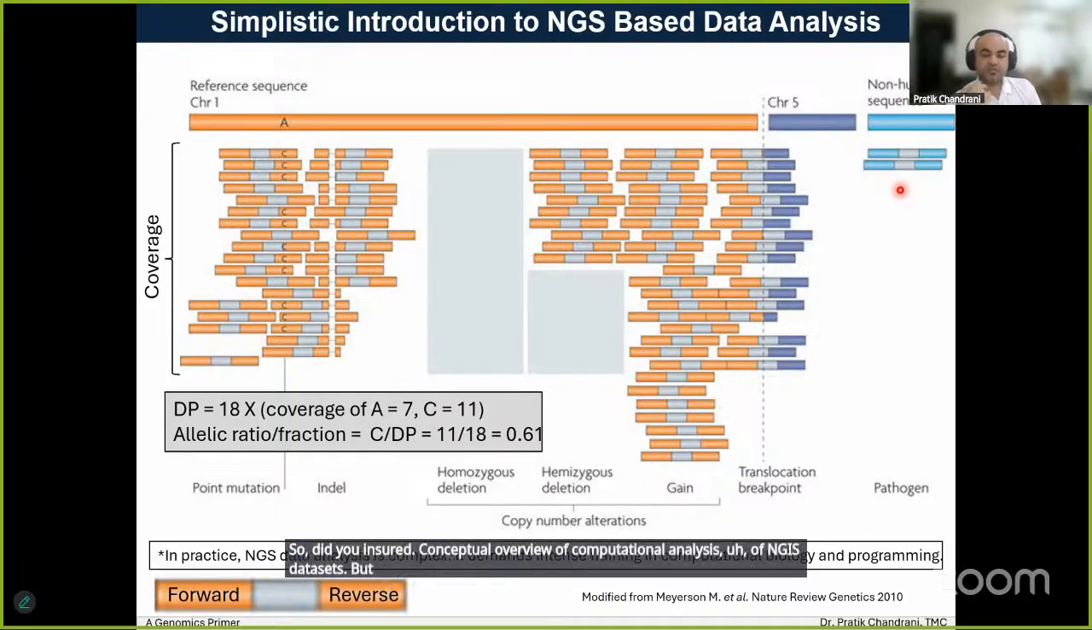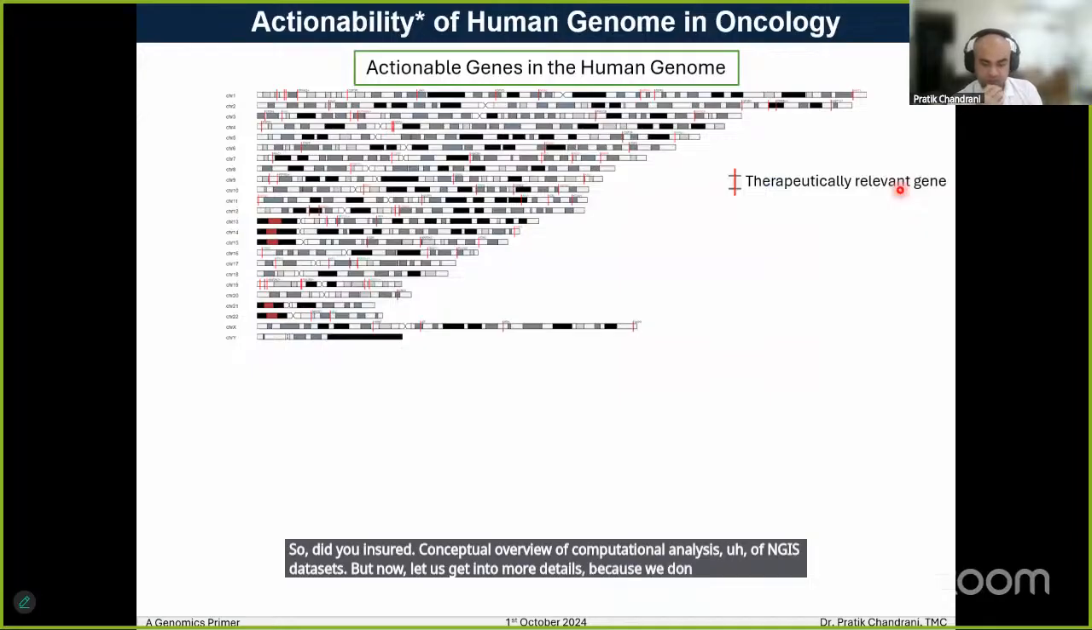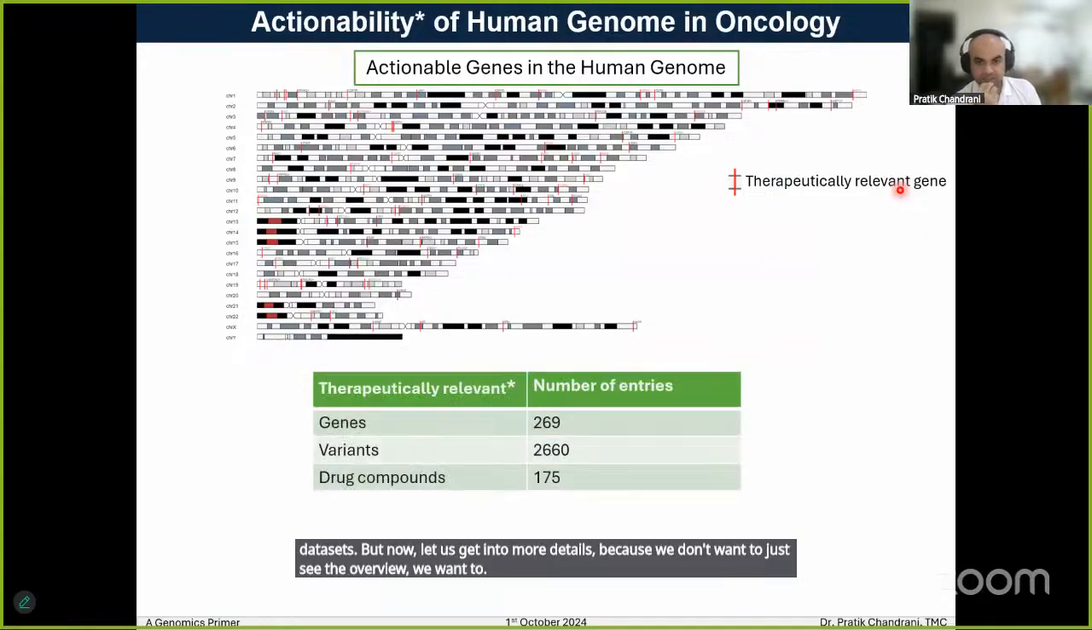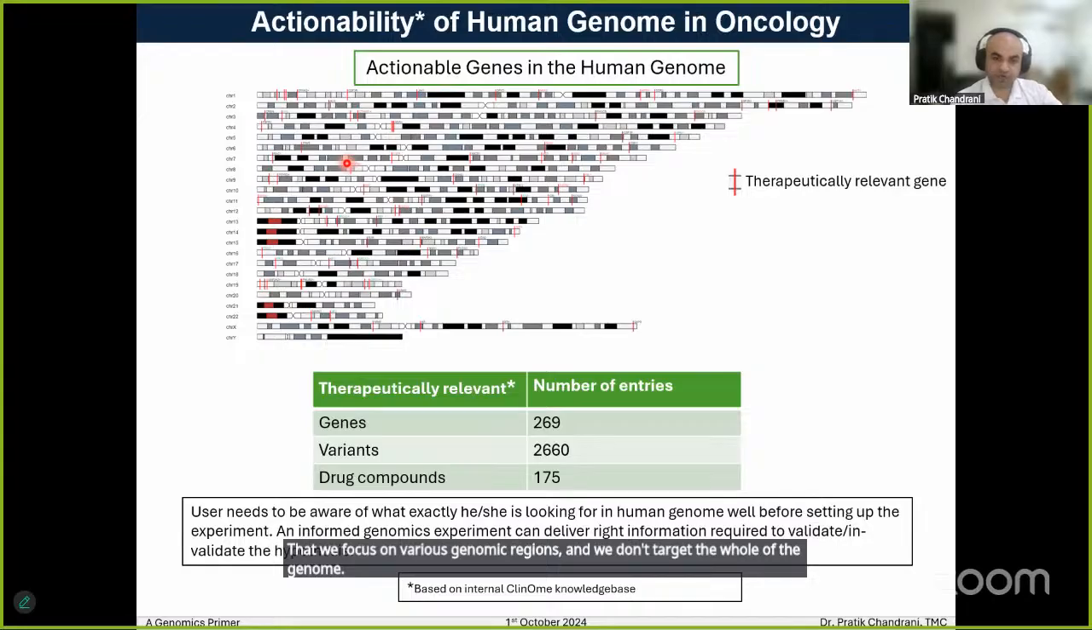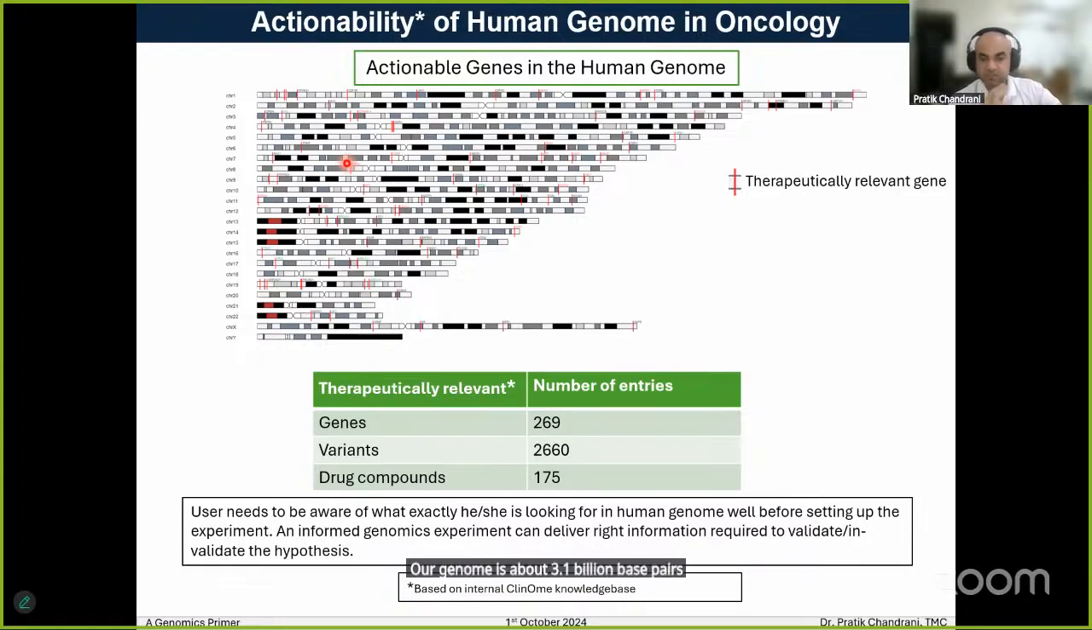But now let us get into more details because we don't want to just see the overview. We want to put this in practice. So to put this in practice, one thing we often do in cancer genomics is that we focus on various genomic regions and we don't target the whole of the genome. Our genome is about 3.1 billion base pairs, and that is just too much for sequencing, and the entire genome is not as informative as a few segments of the genome.